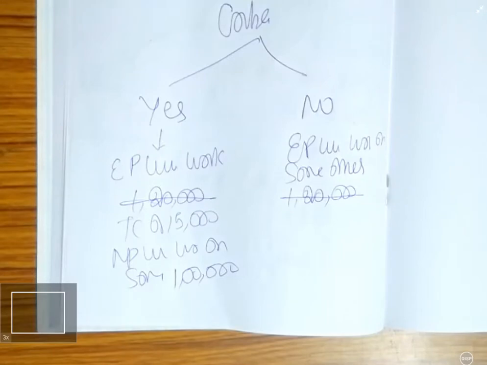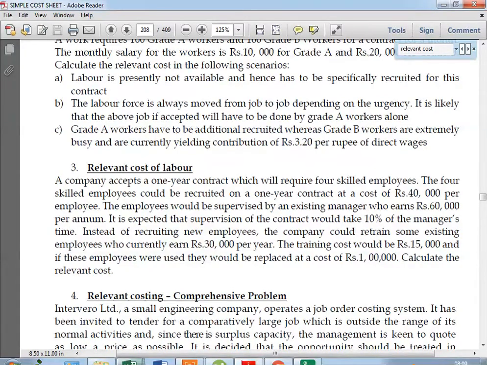Now write point number 1. The contract requires 4 skilled employees. Full stop. The company has 2 options.